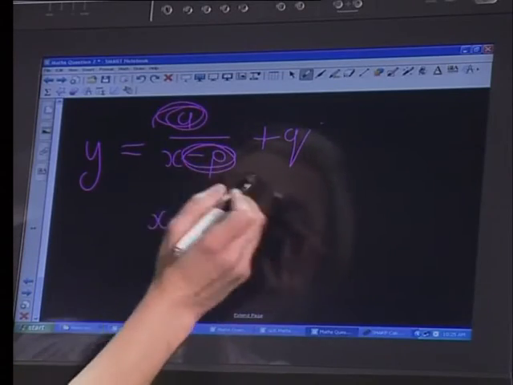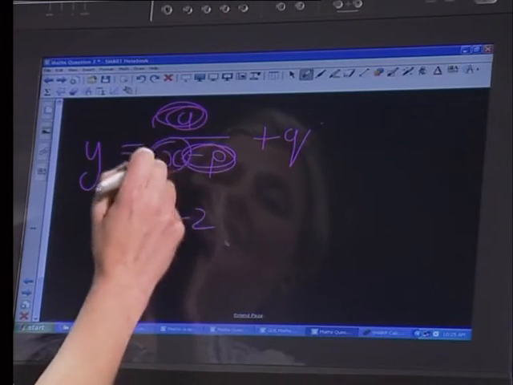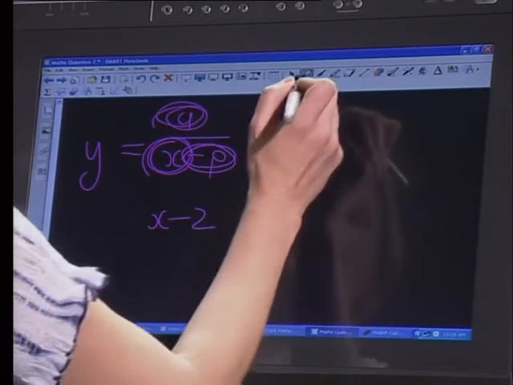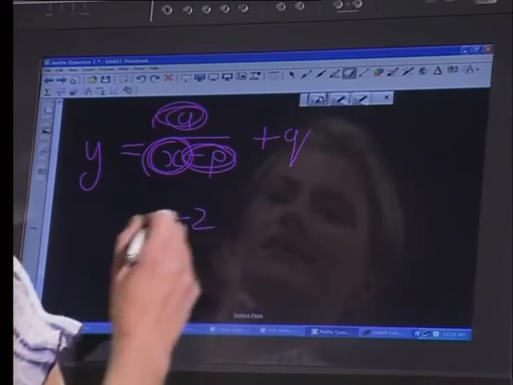Just bear in mind as well with the hyperbola that in the denominator, you cannot have a 0, and that is why I have my asymptotes.